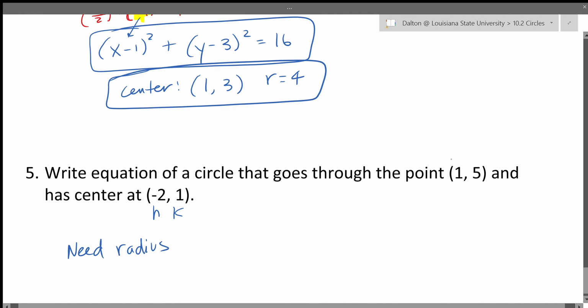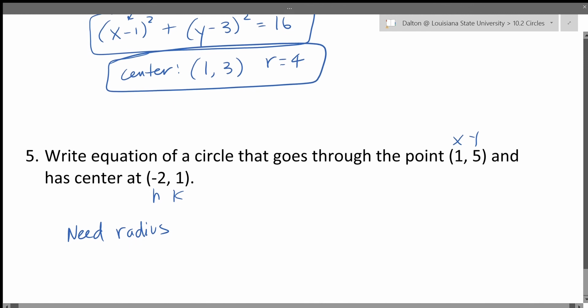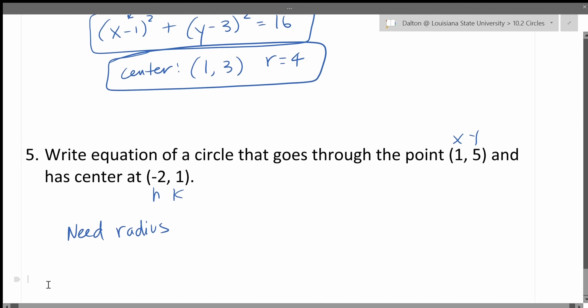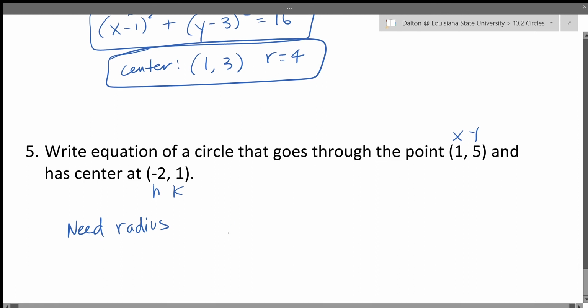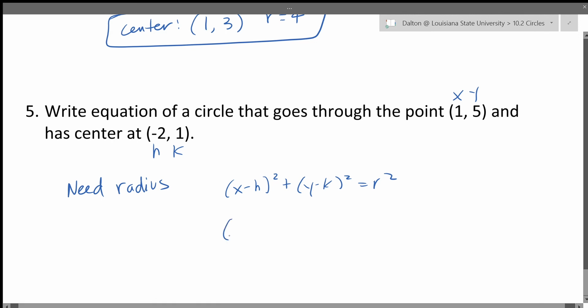So if I use this point as an x and a y value, and I use my standard form for the equation of a circle, which is x minus h squared plus y minus k squared equals r squared, then I can substitute in these 4 numbers to solve for the radius. So if I do that, instead of x minus h, I'm going to have x is 1 minus h is -2 squared plus y is 5 minus k is 1 squared equals r squared.